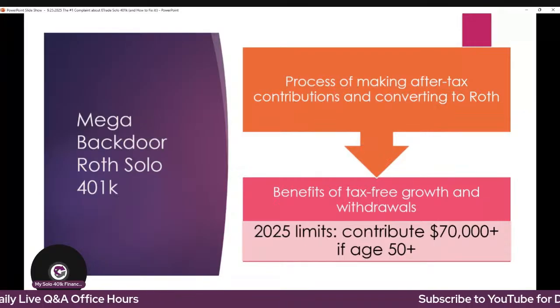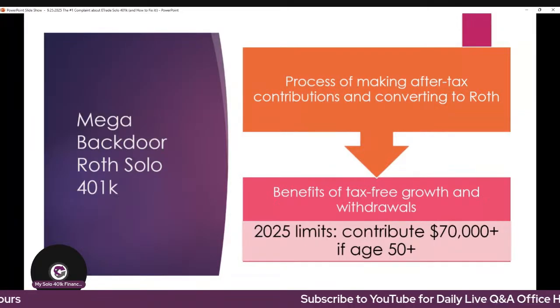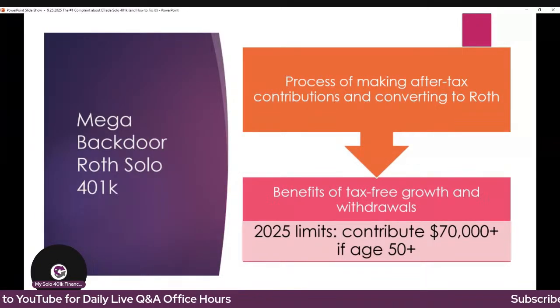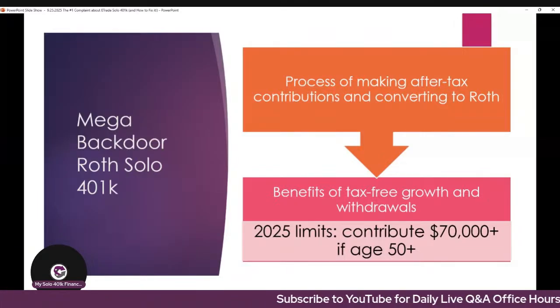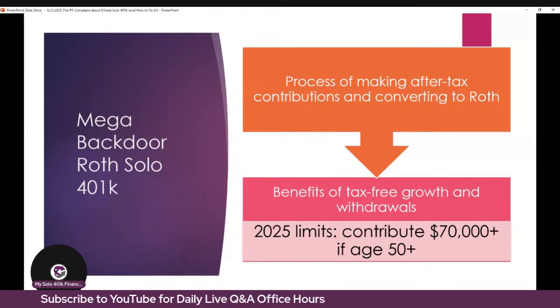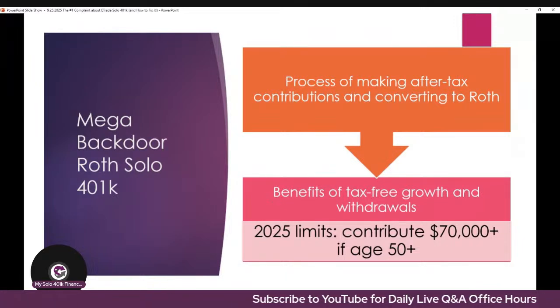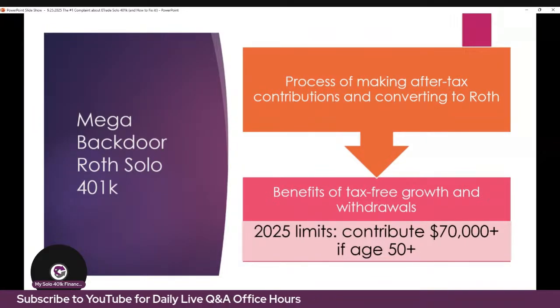So let's talk about the number one complaint with E-Trade Solo 401k, which is that it doesn't support Mega Backdoor Roth Solo 401k contributions. So what are Mega Backdoor Roth Solo 401k contributions? Well, it's a two-step process where you first make a voluntary after-tax contribution to a separate voluntary after-tax account, and then you can move the money from the after-tax Solo 401k account to either a Roth Solo 401k or a Roth IRA. But you need to have a plan that allows for both of those steps.